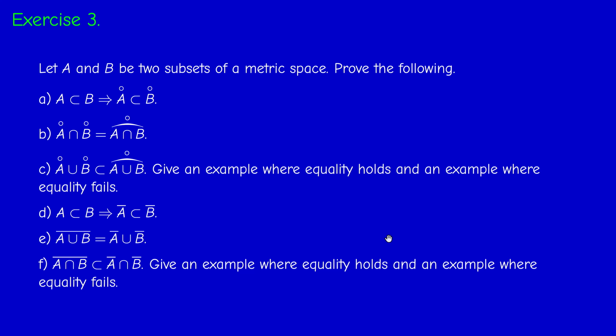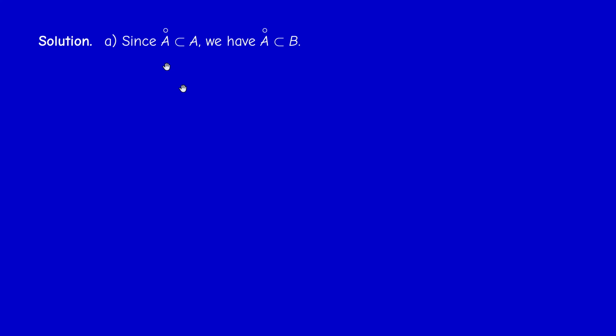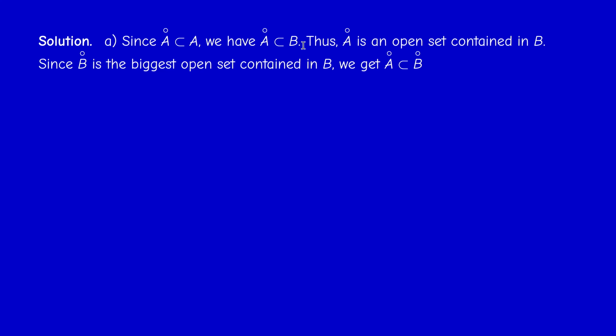Okay, so the first part is very easy. The interior of A is always contained in A by definition, because it's by definition the biggest open set contained in A, so it's contained in A. And since A is contained in B, then the interior of A is contained in B. But the interior of A is an open set. So we have an open set contained in B, but the interior of B is the biggest open set contained in B, and therefore it must contain the interior of A. So, trivial.